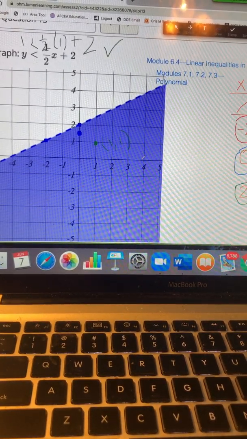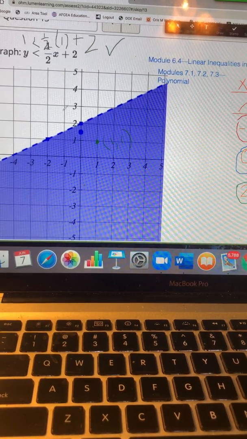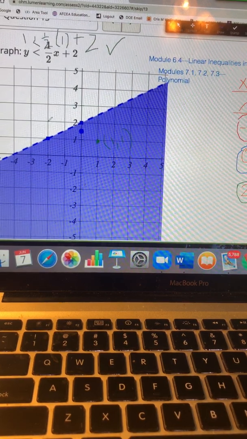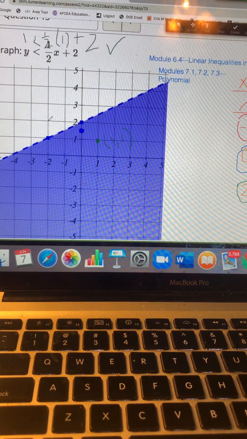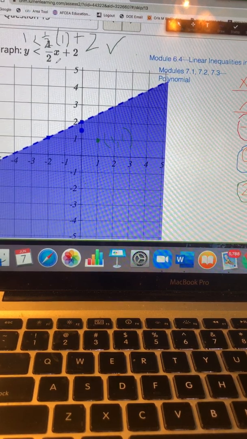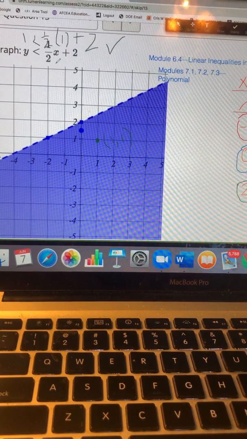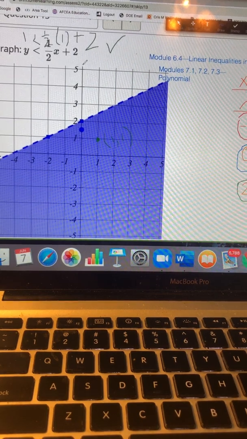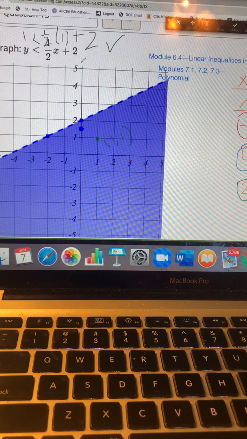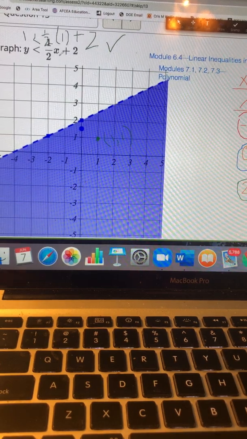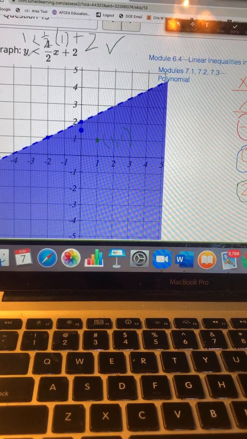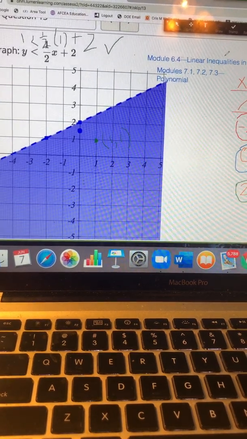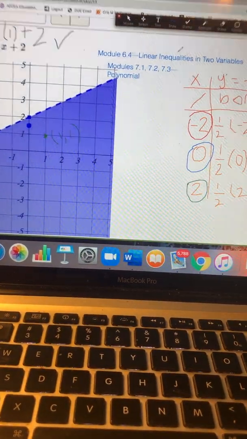So even before I shaded, I could have asked myself that question. Now if you look up here, if I pick the point negative 2, 2, it is not going to be in the region. Why? Because if you put negative 2 in for the x, 1/2 times negative 2 is negative 1. Negative 1 plus 2 is 1, as we noted already. And here's a problem with that: negative 2 is not less than 1. So negative 2, 2 is not going to be in that region.